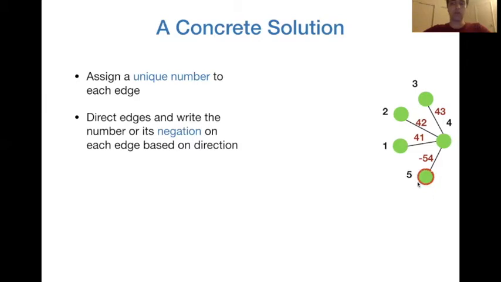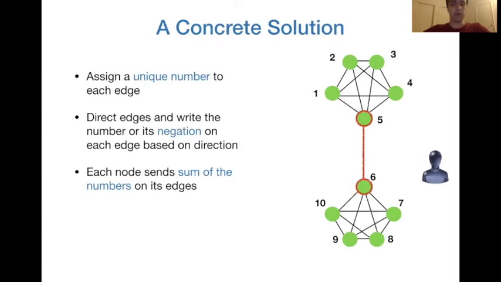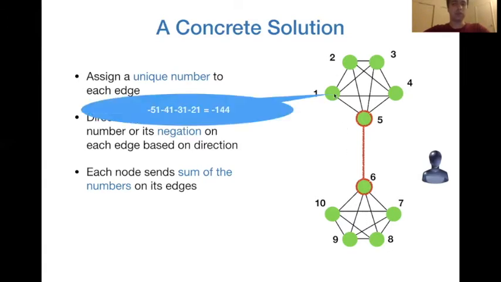If the other endpoint is larger, it's going to write minus that number over the edge. So this is 5-4. 5 is larger, so it's going to write -5 for edge 54. If it's smaller, it's going to write 41, 42, and 43. So with this convention, each node is just going to sum up the numbers they have and send that to the referee. So this node is going to compute -51, 43, 31, and 21, this number, and send it.